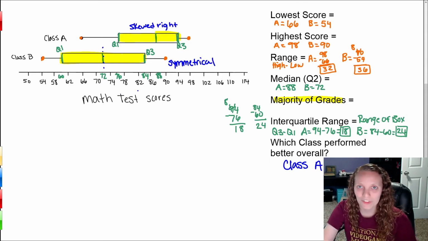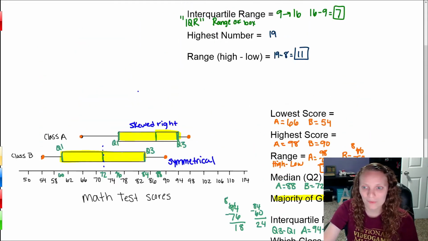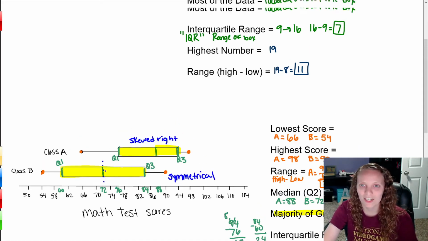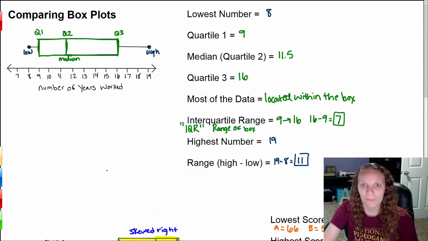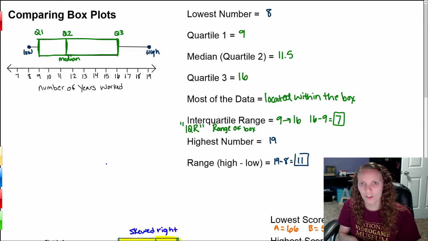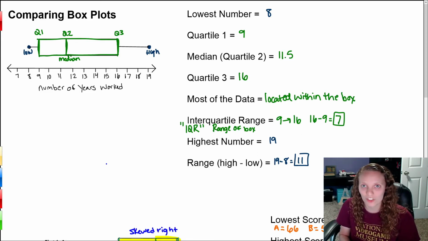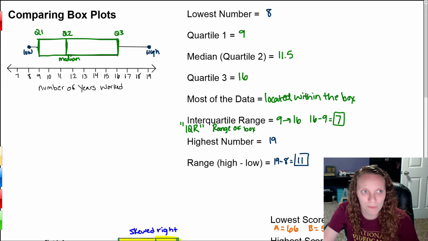Okay guys, we reviewed box and whisker plots, and then we learned how to compare two box and whisker plots that are kind of within the same picture. Remember, the interquartile range refers to just the box, and then the range includes the whole entire picture from one end of the whisker to the other end of the whisker. And then our box is made up of quartile 1, quartile 2, or the median, and then quartile 3.